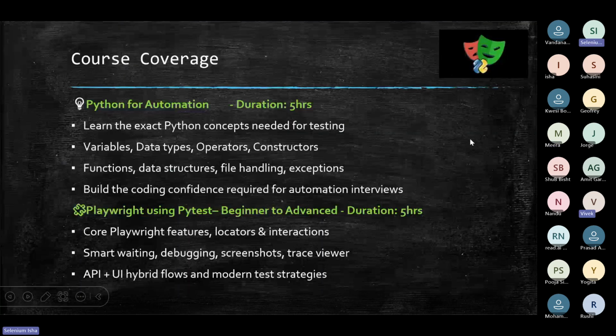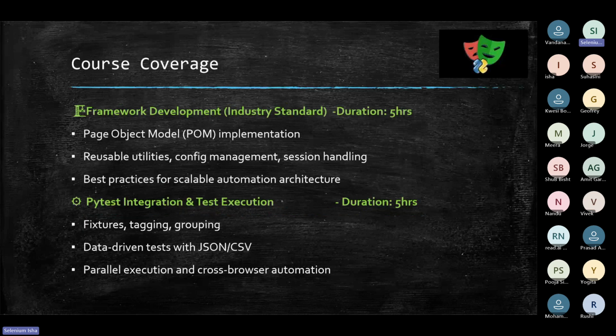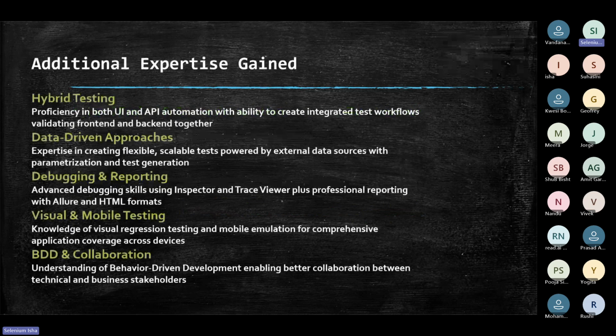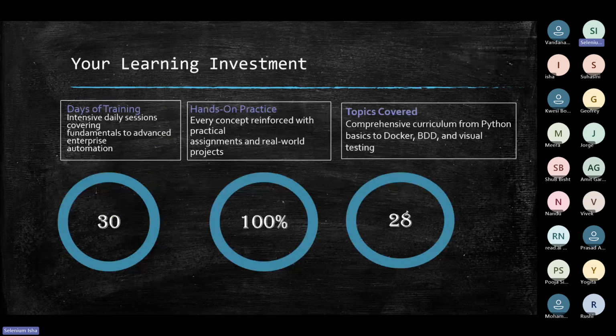What is the duration of the course? The planned duration is 30 hours for the entire course, I mean 30 days. It can increase by 2 to 3 days, so with close to 30 to 33 hours, we will be able to wrap up the entire Playwright with Python course. The total topics covered is 28.